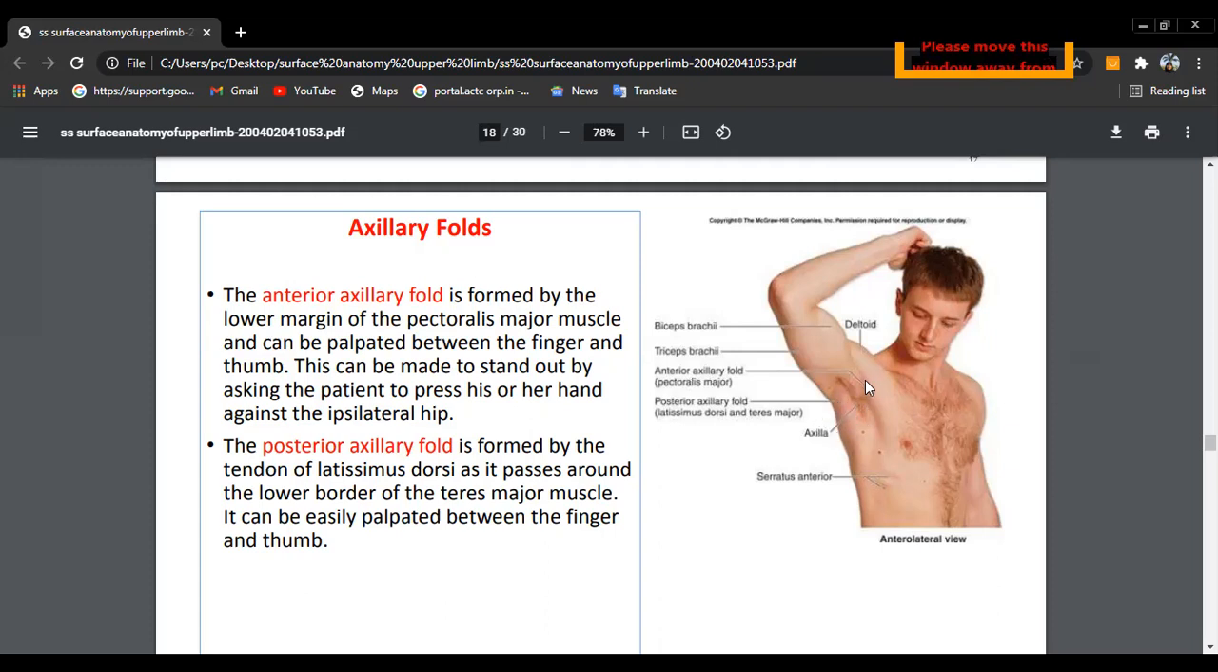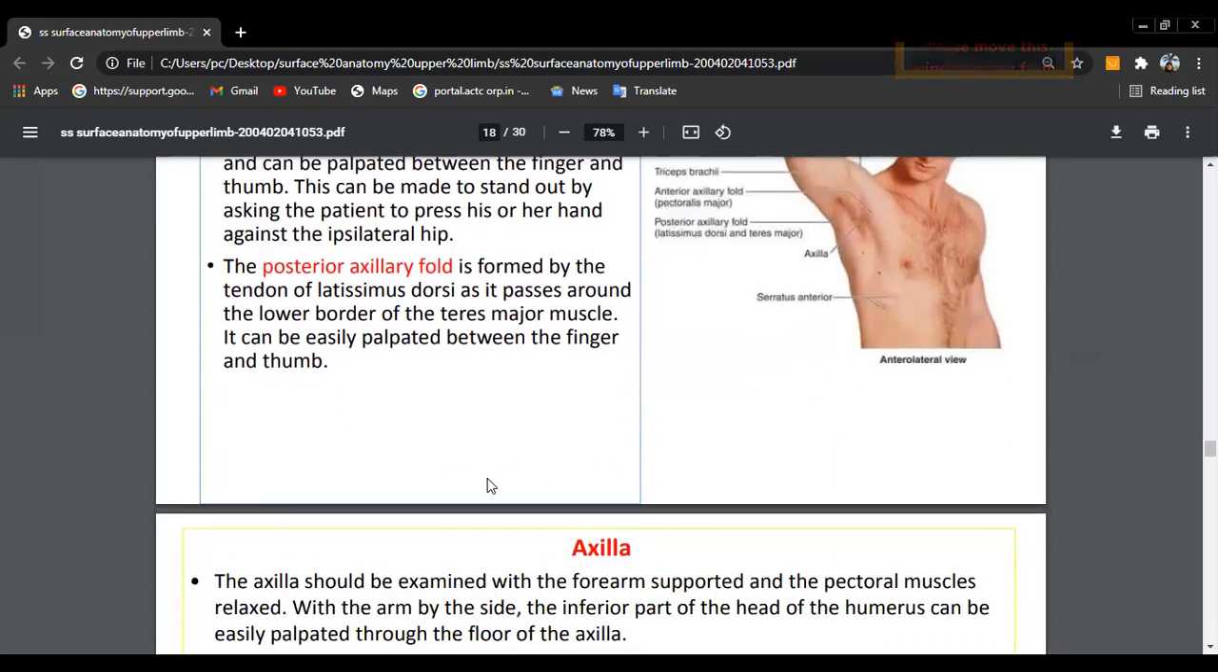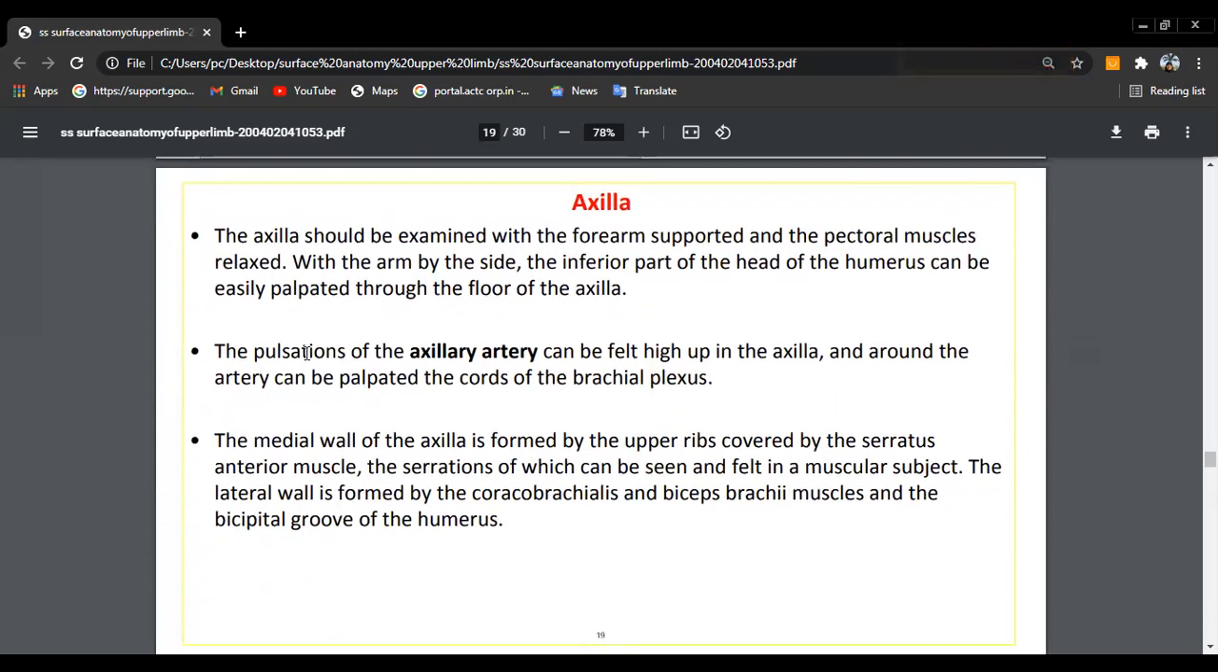Okay, you can feel in your own body and check your own muscles forming the anterior and posterior axillary folds. The axilla should be examined with the forearm supported and the pectoral muscles relaxed. When the arm is by the side, the inferior part of the head of the humerus can be easily palpated.